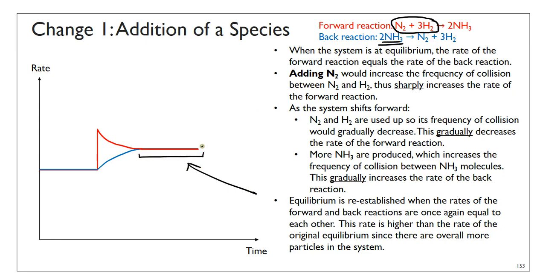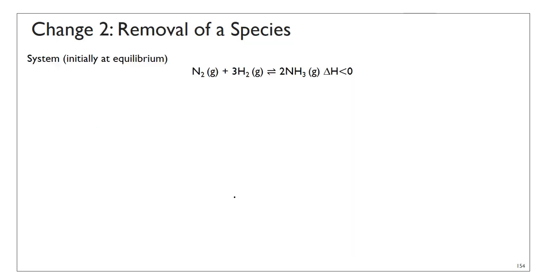Notice how the rate of this new equilibrium is higher than the rate of the original equilibrium, and this is because overall you have added more particles into the system, so you should have a higher frequency of collision overall, therefore you should have a higher reaction rate overall. I'm gonna just delete that so you can print it out if you want. So that's change number one.